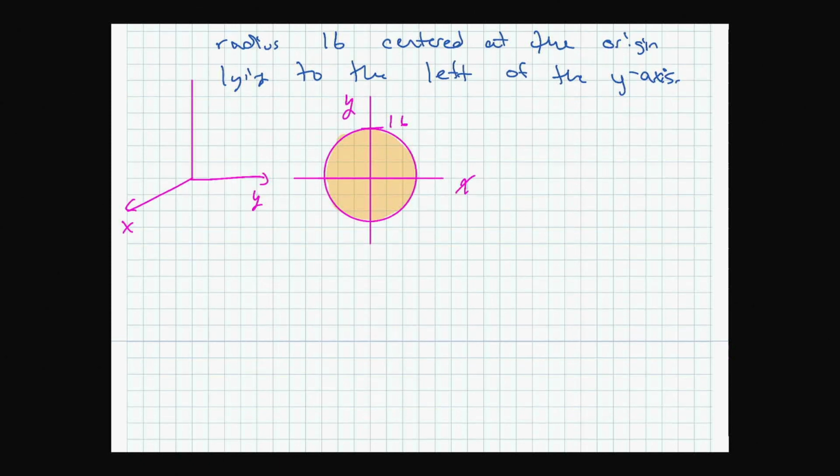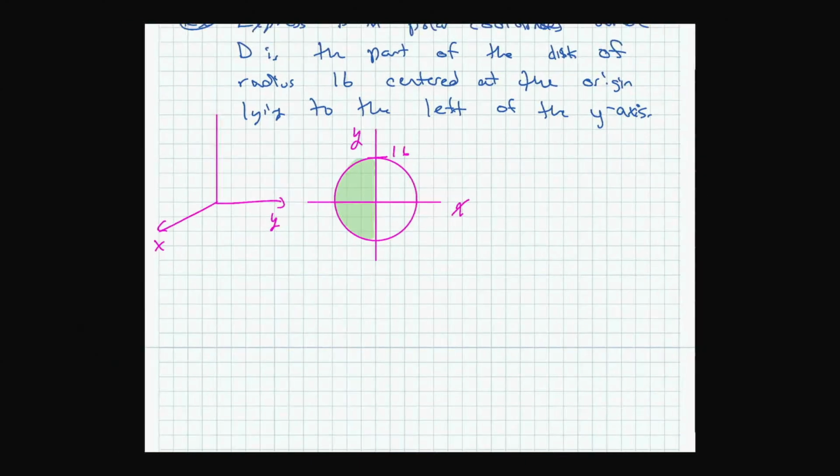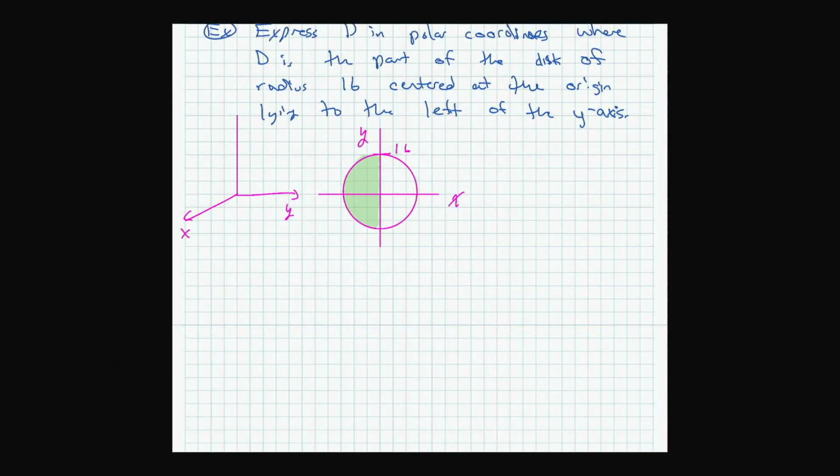Okay, that's not what we want. It says lying to the left of the y-axis. Okay, that's actually not that bad, right? Lying to the left of the y-axis, that would actually just be here, right? So figuring out what they mean there is kind of the hard part. And then you say, okay, that's the part of the disk that's lying to the left of the y-axis. So how would we describe that?